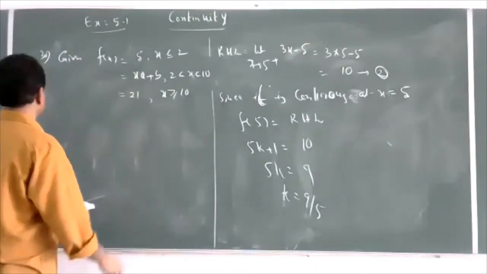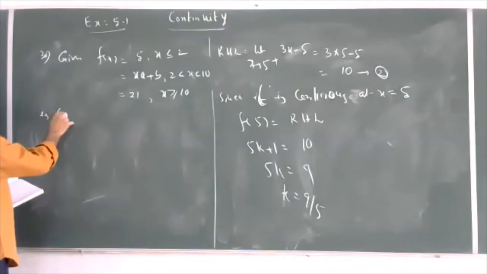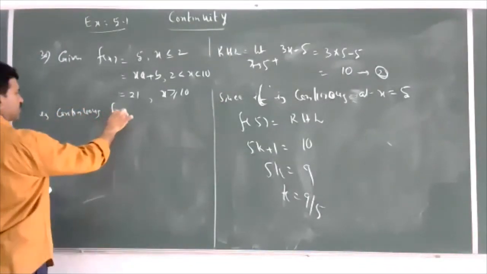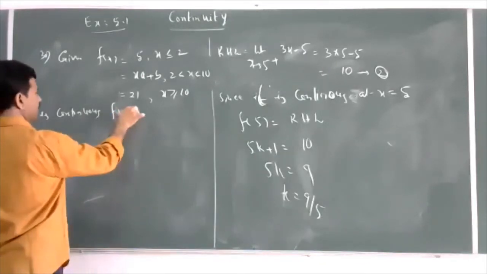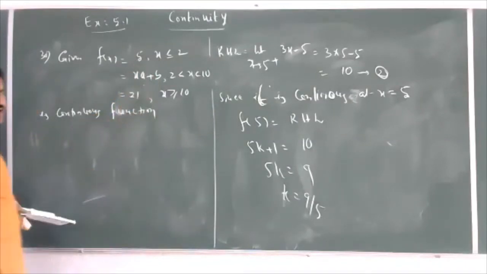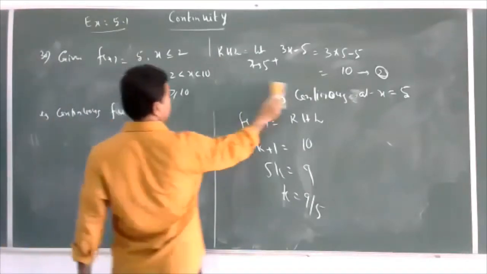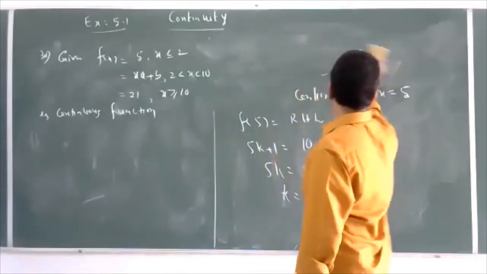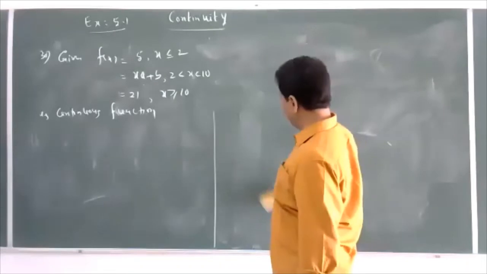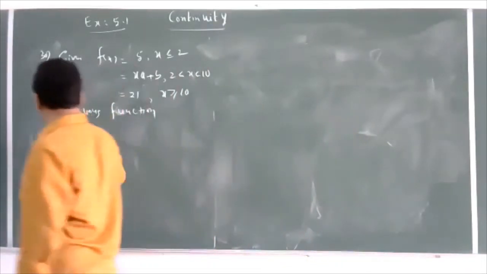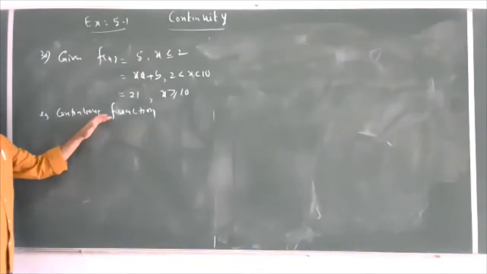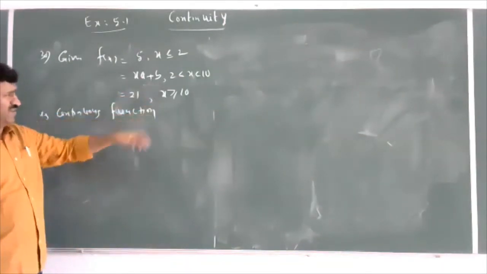Is a continuous function. Find the values of a and b. We have to find a and b. Just think about the question. It is continuous in its domain. At every point it is a continuous function. To find this a and b, see the domain is given.